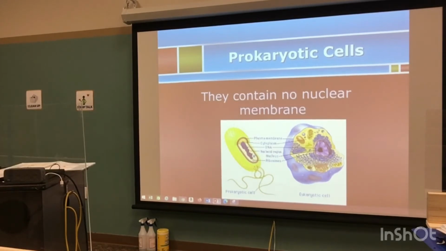Now, prokaryotic cells are going to always be a lot smaller and tinier than a eukaryotic cell. They don't have very many parts and pieces. And they only have that nuclear blob. They don't have a true nucleus. So they're quite different, aren't they?